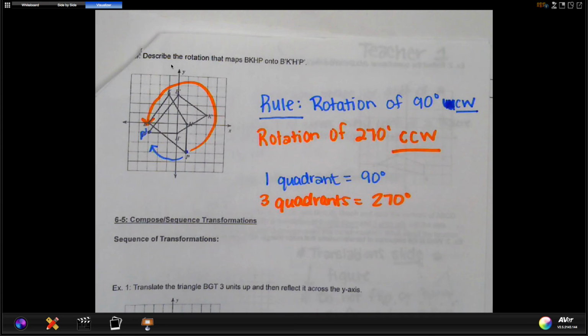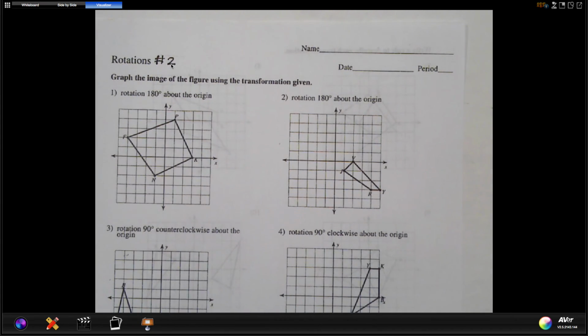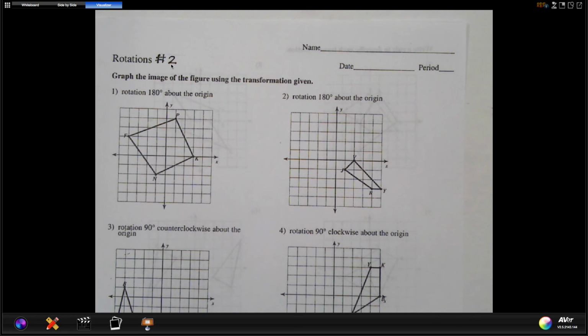Our assignment today, if you have me for class, is going to be our rotations number 2 worksheet. That's what goes with that. I will post a second video to help you on the homework today, just doing 1 or 2 questions on here, so you can look for that video if you need it.